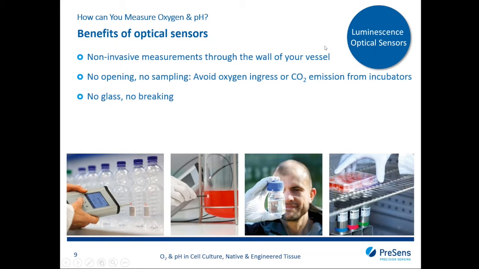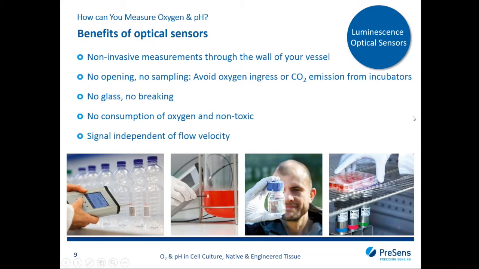The sensors are not made out of glass, so there's no risk of breaking. Compared to electrodes, they have the huge benefit that they do not consume oxygen while measuring. This is not a problem if you work in very big, bulky solutions, but if you have smaller volumes, such as in cell culture, for example, in microtiter plates, this can get severe difficulties. Also, the sensors are non-toxic. And further on, the signal that you record is independent from flow velocity. So you can use them in steady state cultures, or you can also use them in flow cultures.